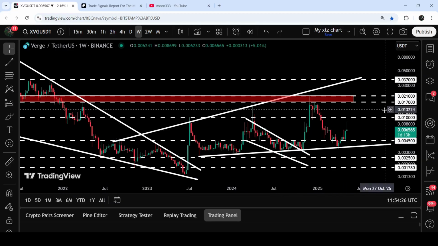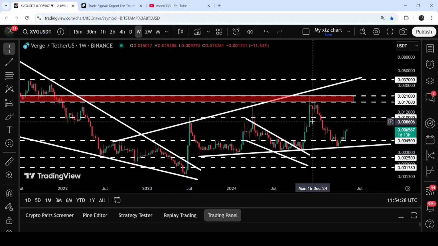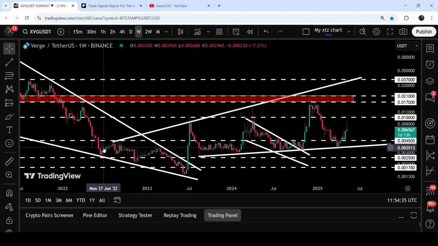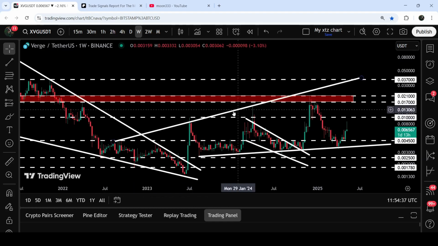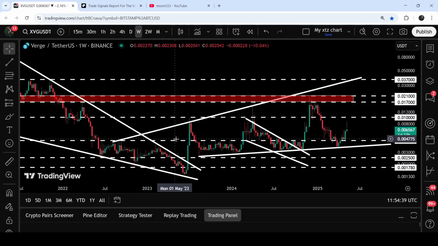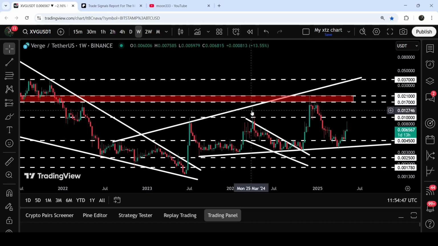In fact, this is a very huge rising broadening wedge pattern that XVG has formed on the 7-day time frame chart. Here we have higher highs, and here we have this uptrend line support. You can see that it is forming higher highs and higher lows. This time it has formed another higher low than the previous one, and now there is a probability that it may form another higher high than the previous high. In today's video, we will analyze this move.